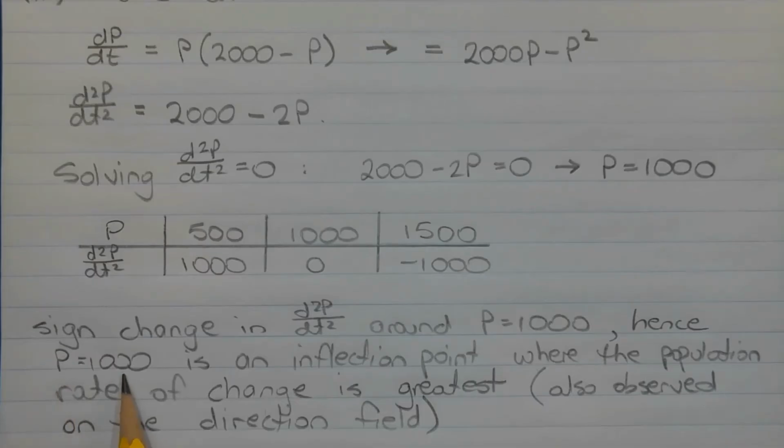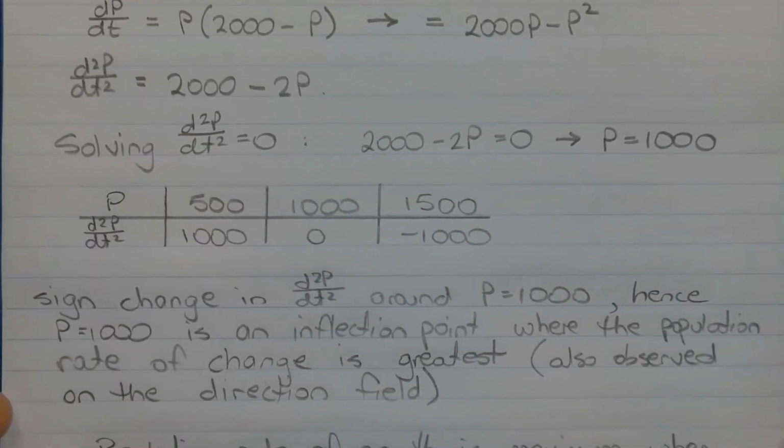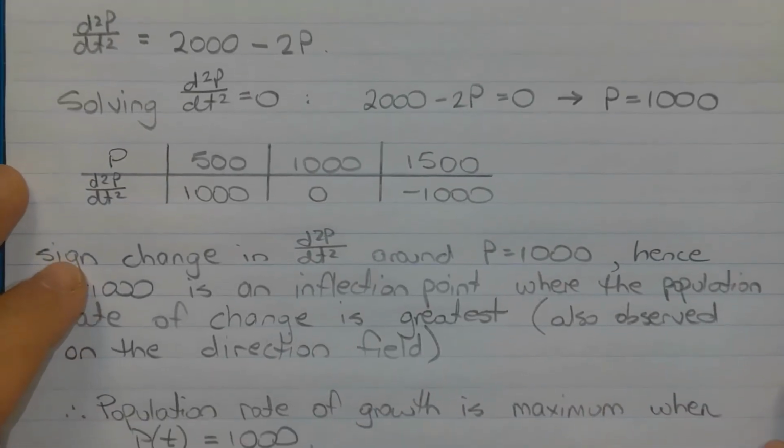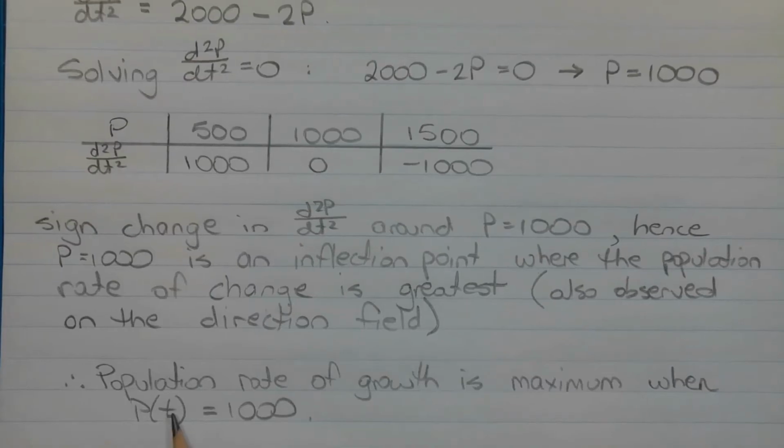Hence, p equals 1000 is an inflection point where the population rate of change is greatest. And this was observed on the direction field. Therefore, the population rate of growth is maximum when P of t is equal to 1000.